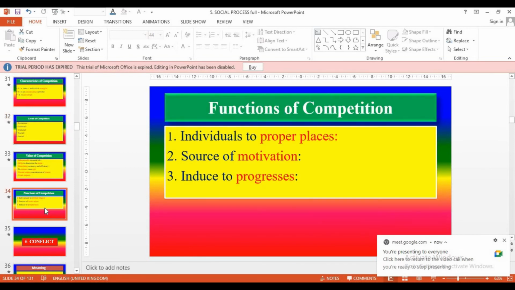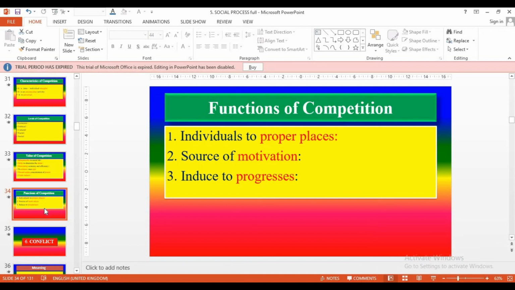Then functions of competition: placing individuals in their proper places. Competition functions to identify the grade of persons and their abilities, according to which they maintain their status and position in society. Second, source of motivation. Motivation means stimulation. Competition can motivate each individual in particular groups or institutions. It is a source of development, individual growth, group development, etc.